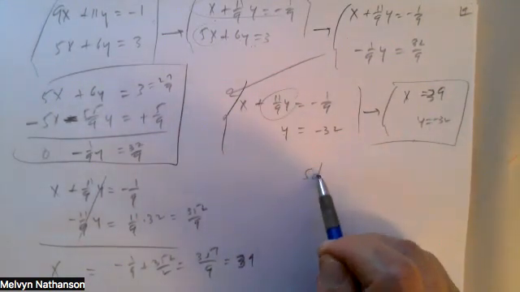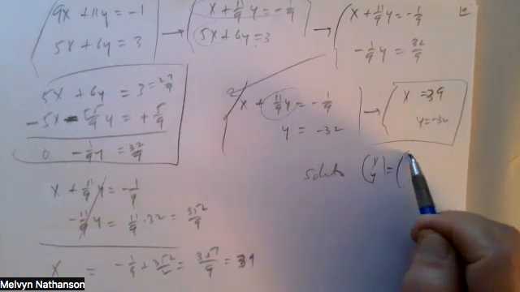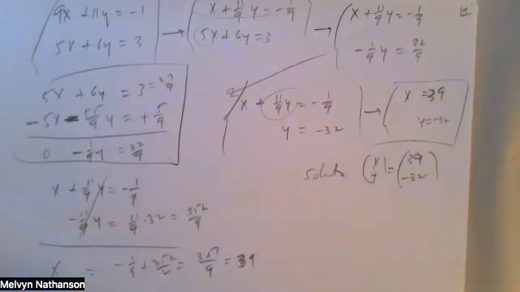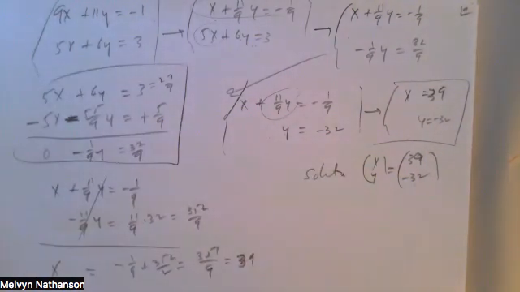So we get the solution, the vector xy equal to 39, minus 32. And it should be, if you check, if you plug these numbers into this system of equations, you'll see that it works.